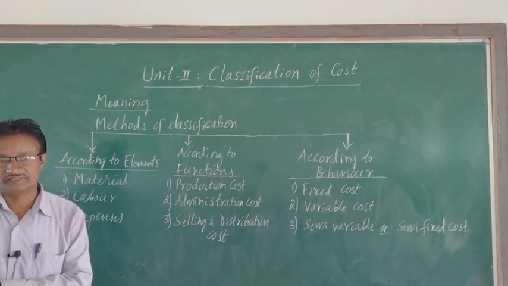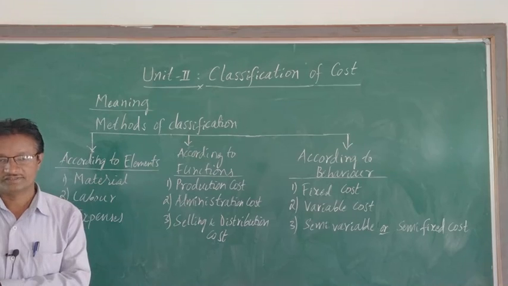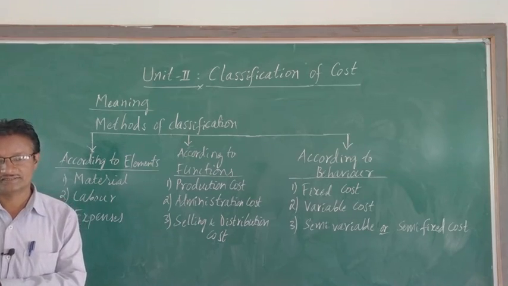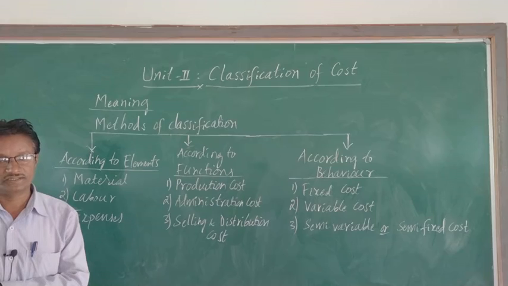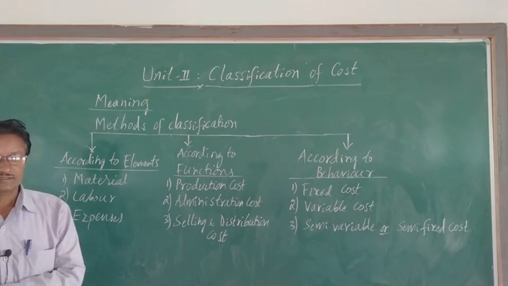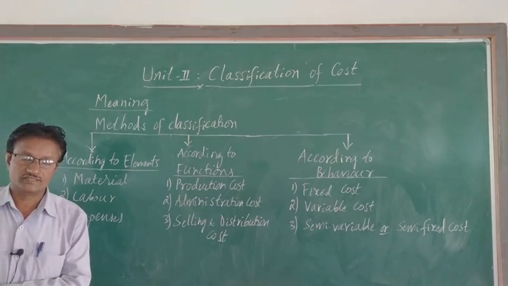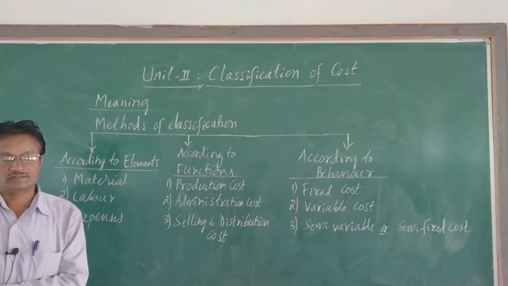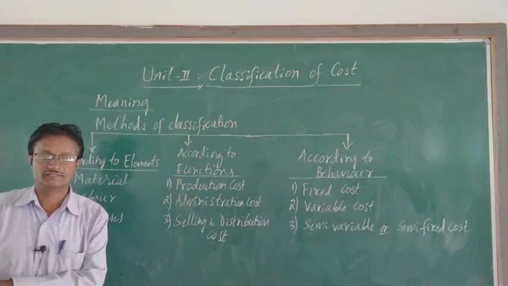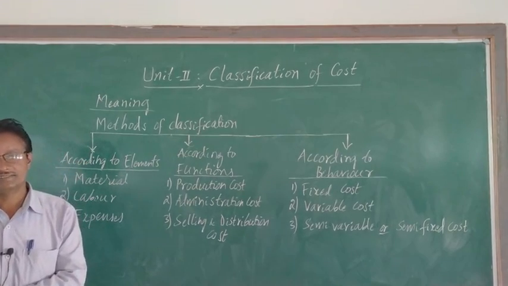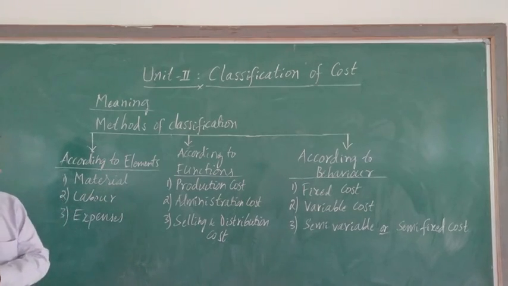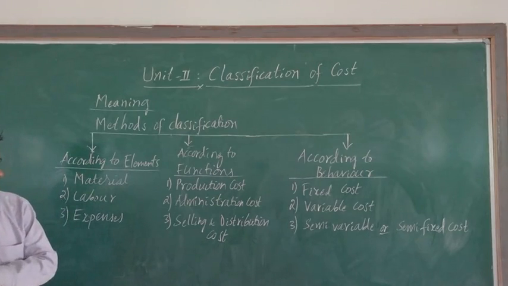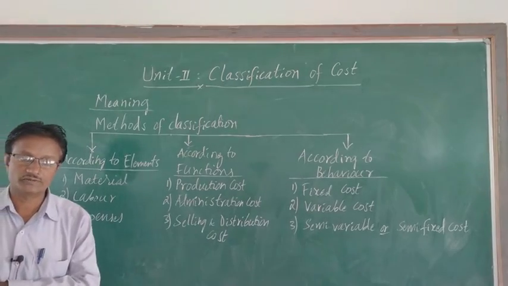Some common features or characteristics. It is known as classification of cost. So classification means the process of grouping the cost according to some common characteristics. The cost can be classified on various bases, or there are different methods of cost classification. The three important methods of cost classification are according to elements, according to functions, and according to behavior.